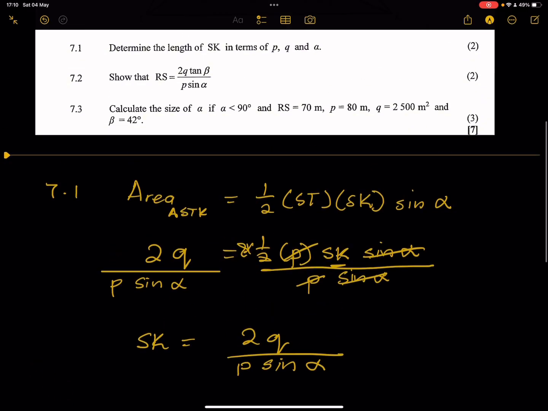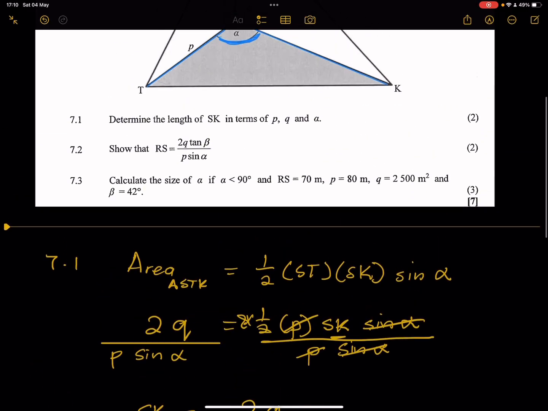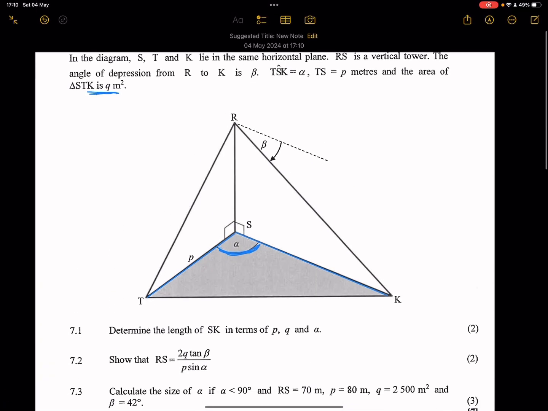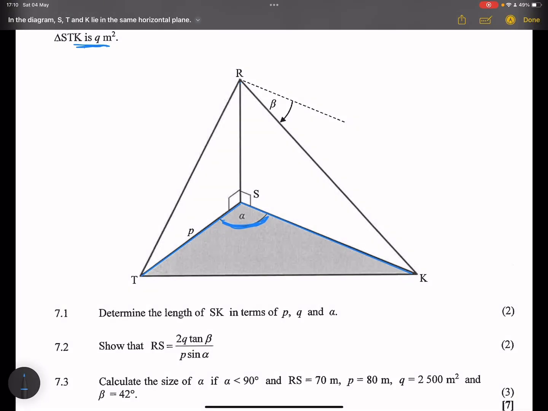Let's go to the next question. They say show that RS is 2Q tan beta over p sine alpha. Now we're looking for side RS, so we're looking for this vertical pole over here. Where do we have the most information? We've already expressed SK, so I'm going to go into triangle RSK. That's the triangle I'm going to go into.